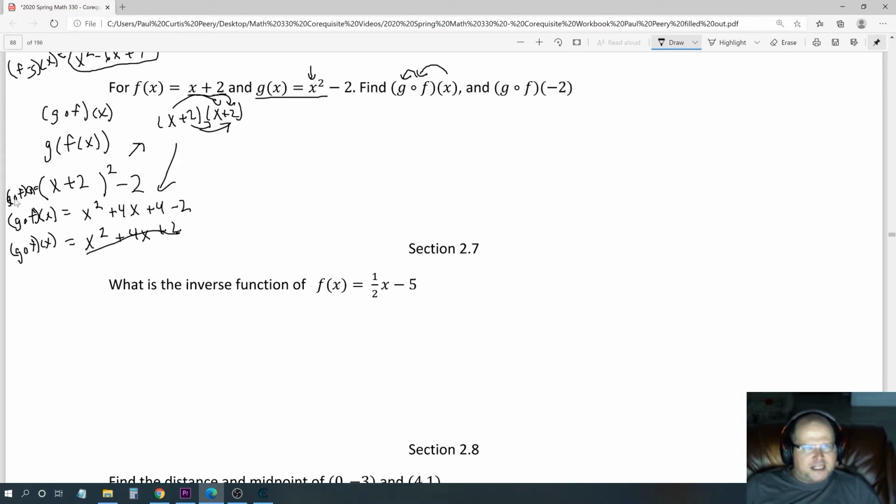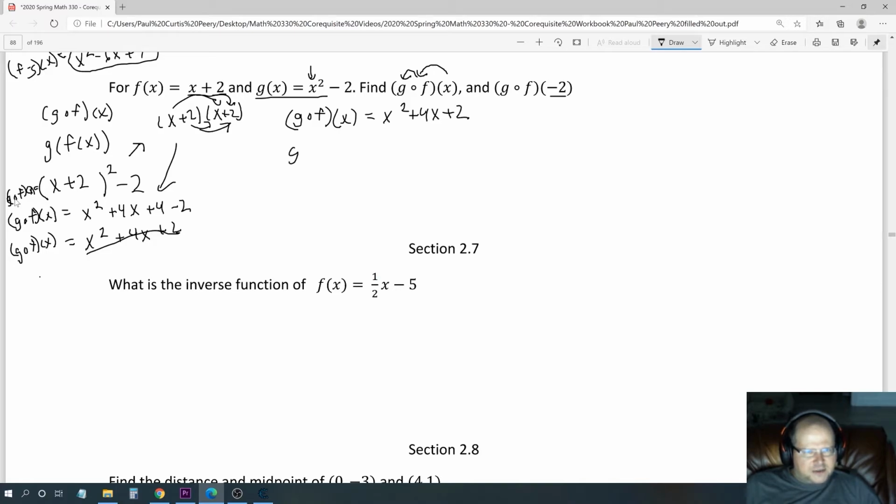Okay, so I did the first one. Now, after you figure out what the composite of g and f of x is, what you would do is they're asking for the negative 2. Well, now that you already know what this is, let me rewrite it. My handwriting's pretty bad, I realize that. So we know what this is equal to, which is x squared plus 4x plus 2.